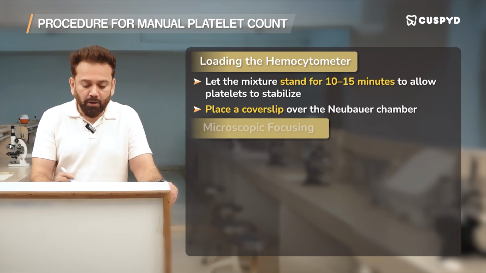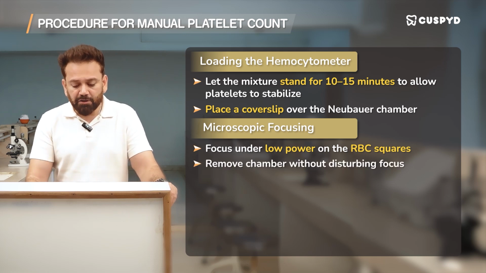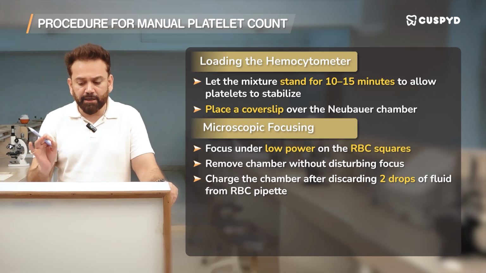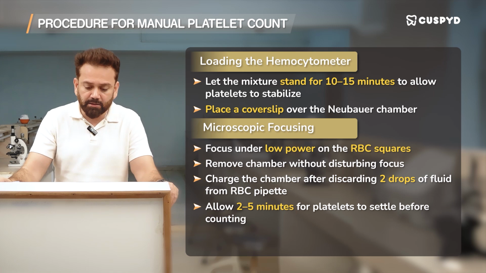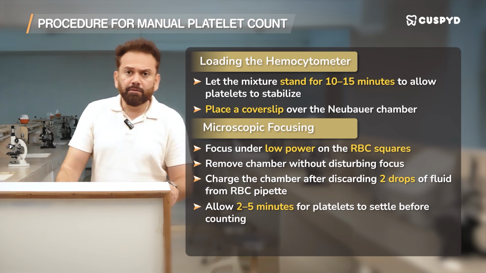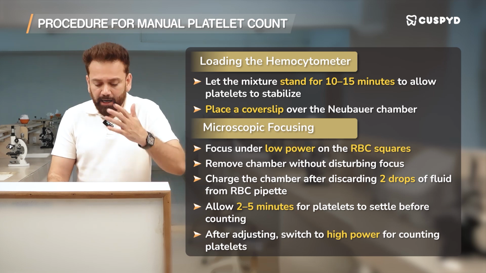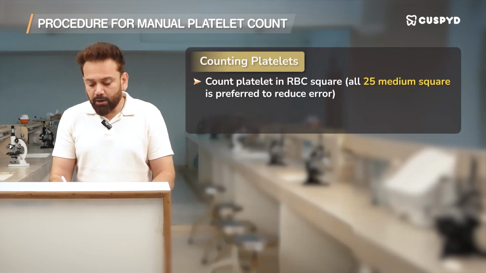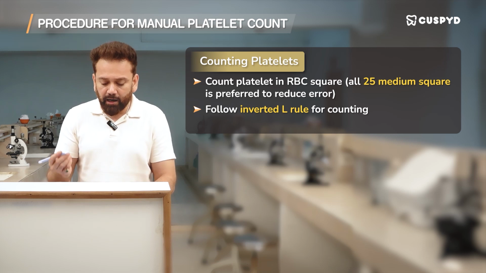Just like in RBC, we have to focus on the RBC square under low power and remove the chamber without disturbing the focus. Similarly, charge the chamber after discarding 2 drops from that stem. Wait for 2 to 5 minutes for platelets to settle down. Then fine adjustment is done in low power, but you have to focus on high power. Then count platelets in the RBC squares. Similarly, all 25 medium squares are preferred to reduce error. Now again we have to follow the inverted L I have discussed.